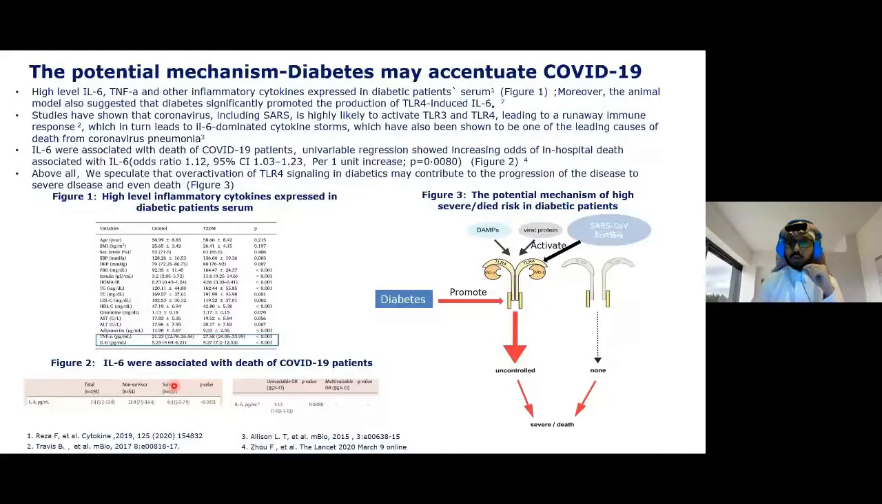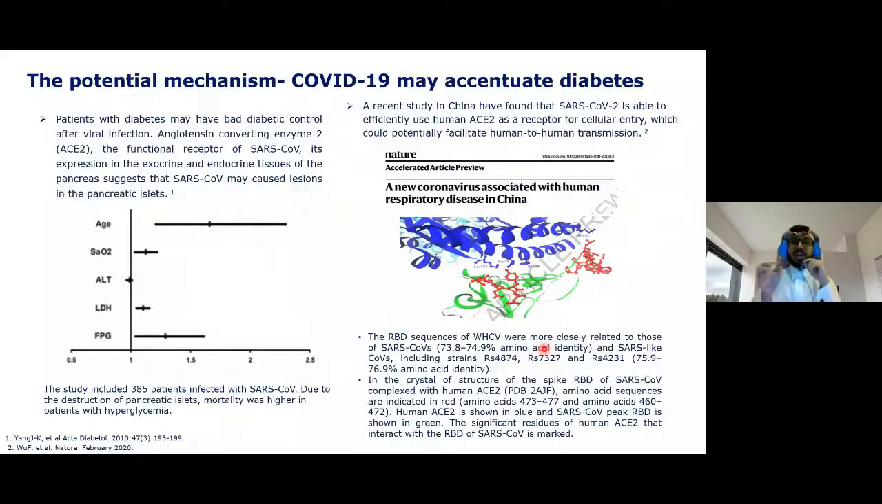This is the graph that shows you how diabetes promotes death: uncontrolled diabetes comes, the disease becomes uncontrolled, then it will be severe COVID or death. There are also other studies saying that patients with diabetes may have bad diabetes control after viral infection. As you know, angiotensin converting enzyme 2 is a functional receptor of SARS-CoV. It is expressed in exocrine and endocrine tissue of the pancreas, suggesting that COVID may cause lesions in the pancreatic islet. So it will also worsen the diabetes.